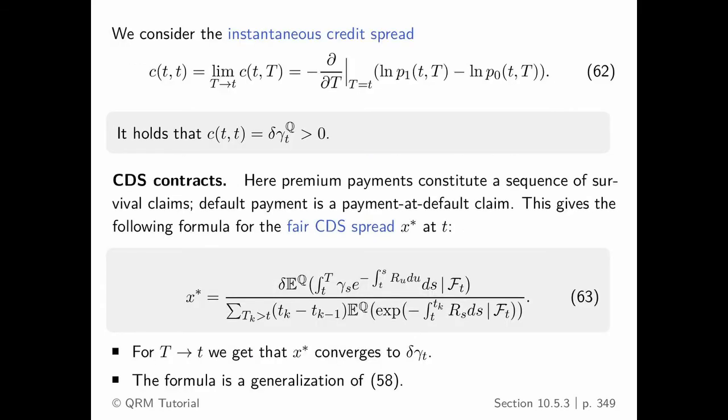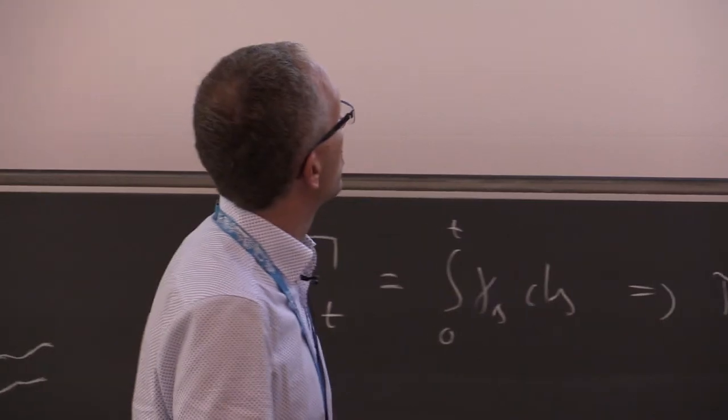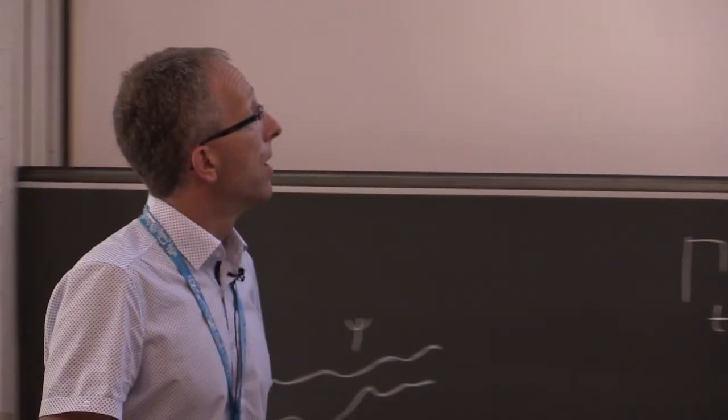The nice thing was, for instance for the credit default swap, that the fair swap spread we get is very similar to the one we had in the models with deterministic hazard rates, only that we always have to average over the paths of r and gamma here, and the same thing here. So there's an additional layer of randomness.